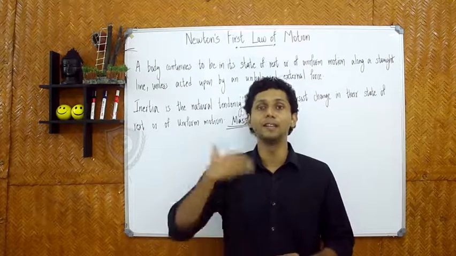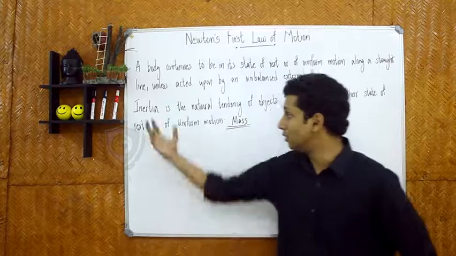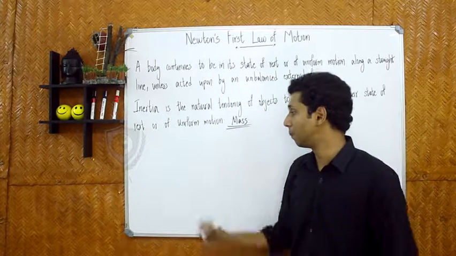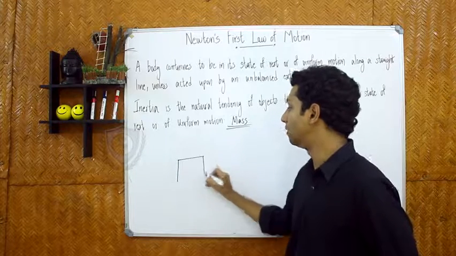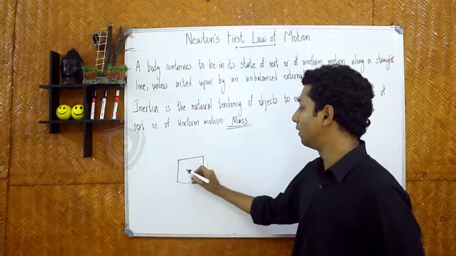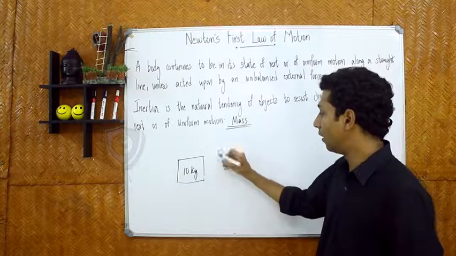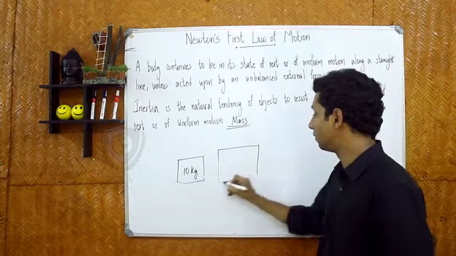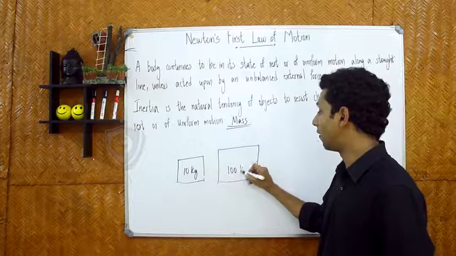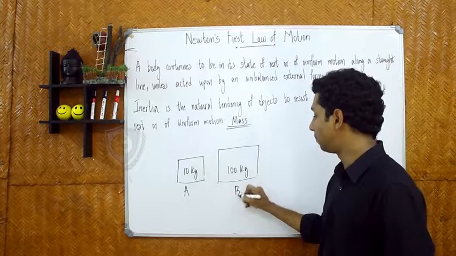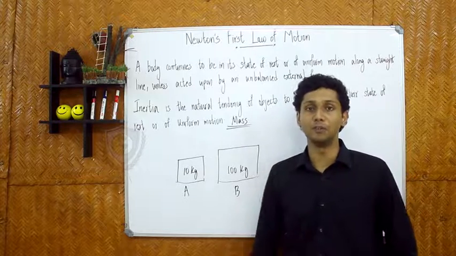The greater the mass, the greater the inertia. So inertia and mass have a relation. Say, for example, you consider two objects. The first object has a mass of 10 kg. Now we consider another object, and the second object has a mass of 100 kg. The first object I am naming as object A, and the second one as object B.